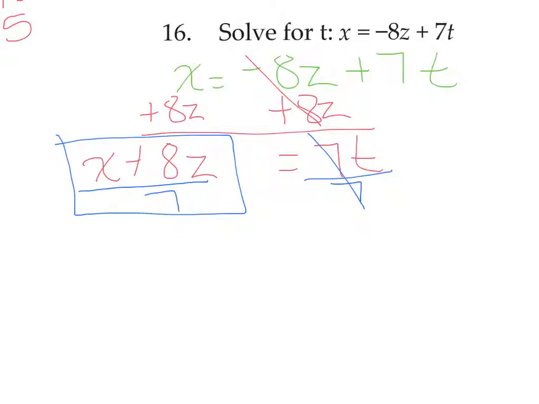This variable has a coefficient of 1, so when we make this fraction, it will be 1 over 7 x plus this fraction is 8 over 7z equals t, and this is a good answer also.